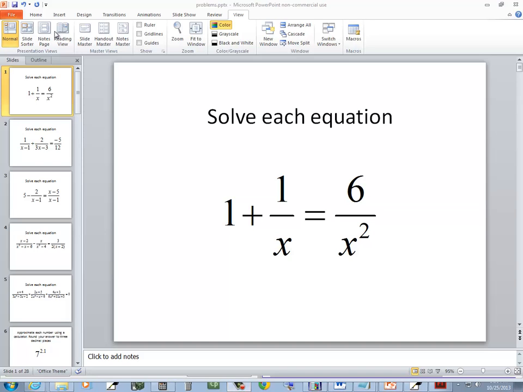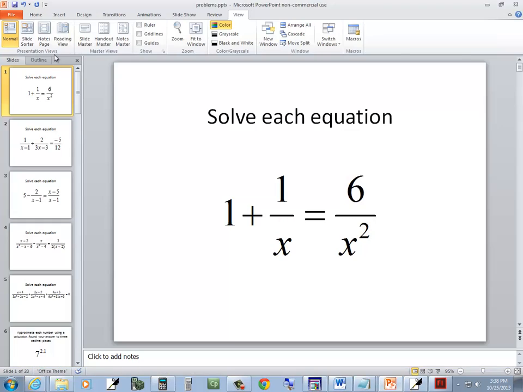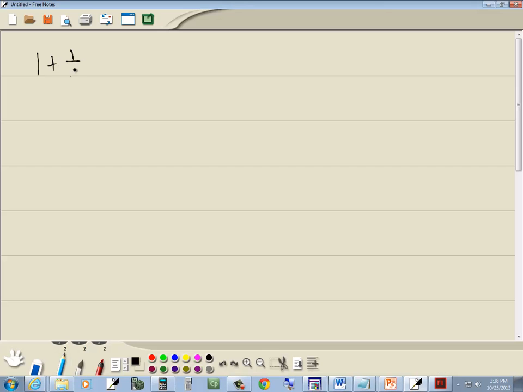In this problem we want to solve this equation. So we've got 1 plus 1 over x is equal to 6 over x squared. Now step 1, when we're solving a rational equation, is to factor our denominators. Well, we don't need to do that here.